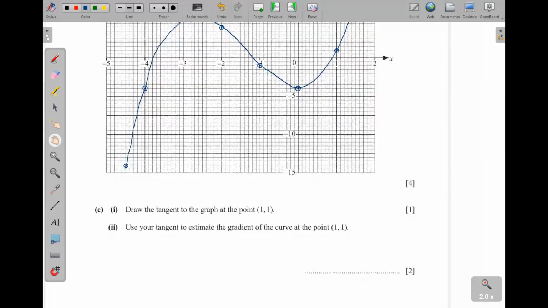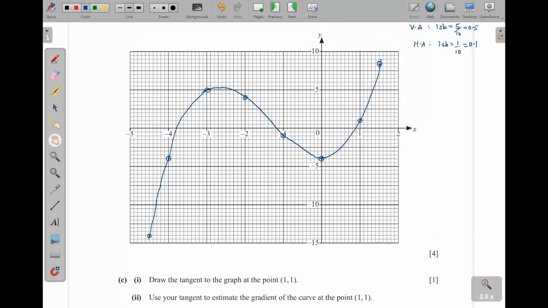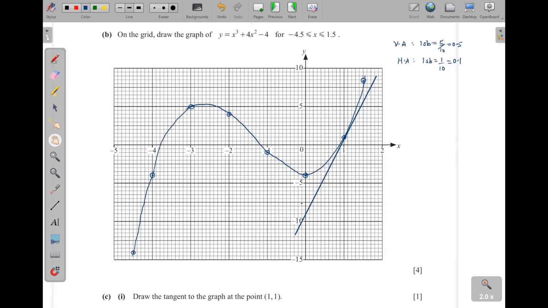And then draw a tangent, part C, Roman 1, draw a tangent to the curve at the point (1, 1). So point (1, 1) is here. So you get your ruler. We balance the line above this. Then next, they are saying, use your tangent to estimate the gradient of the curve at (1, 1).